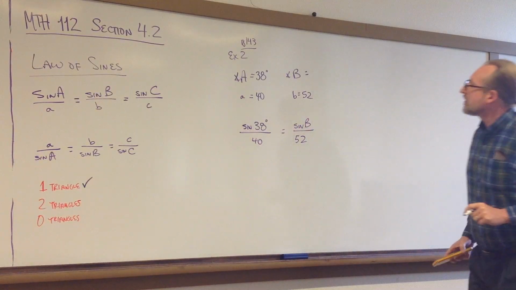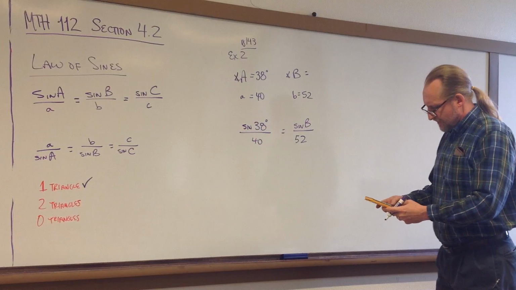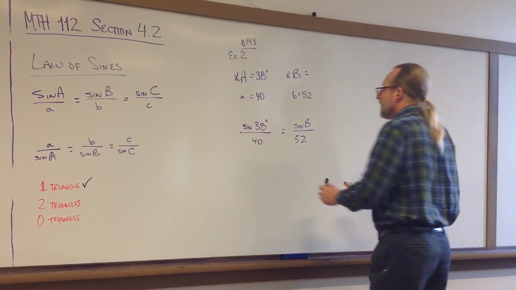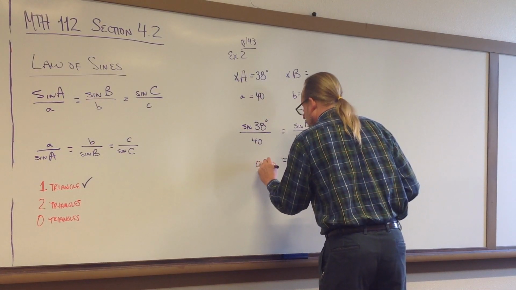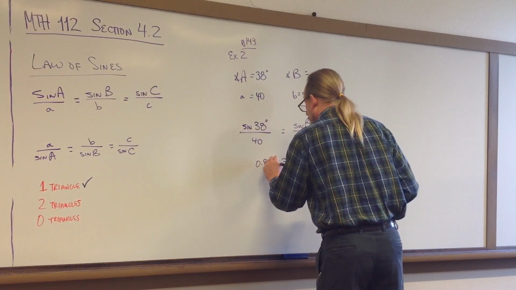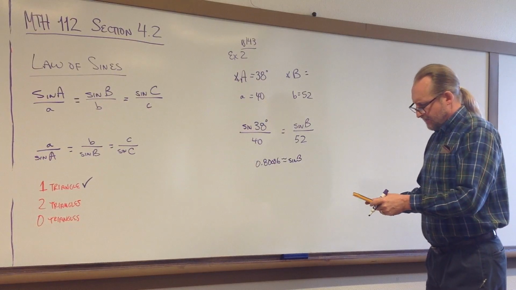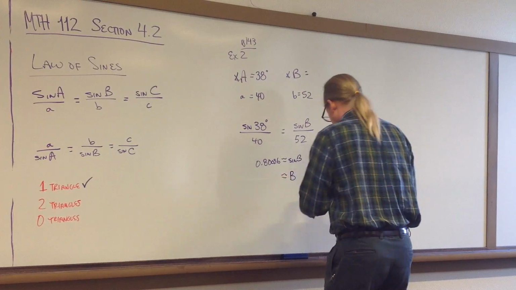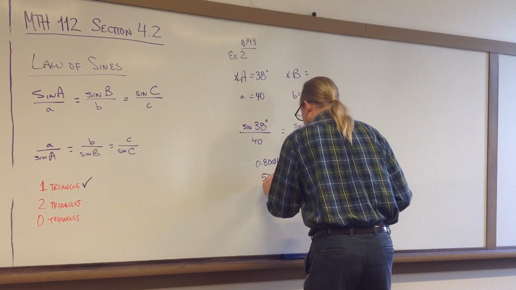Sine B. Okay? So then we're going to do sine of 38 degrees divided by 40 and multiplied by 52. Says that our sine B is going to be about 0.80036. And then we'll do inverse sine of that. And that tells us angle B is approximately 53.2 degrees.